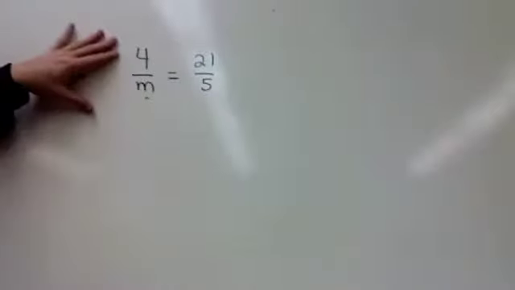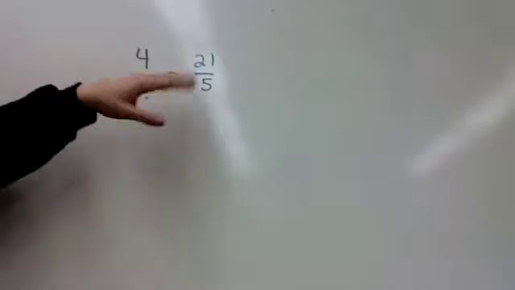So lesson 38, we're going to talk about ratio problems. Ratios are simply a comparison between two things. So we might have a ratio of boys to girls is 3 to 2, or the ratio of football players to basketball players is 5 to 1, something along those lines. Anytime we're going to see ratios, you're going to see them as fractions, okay? So in this case, we have 4 over m equals 21 over 5.